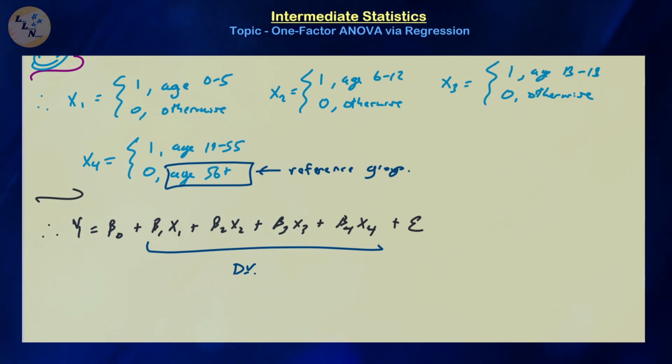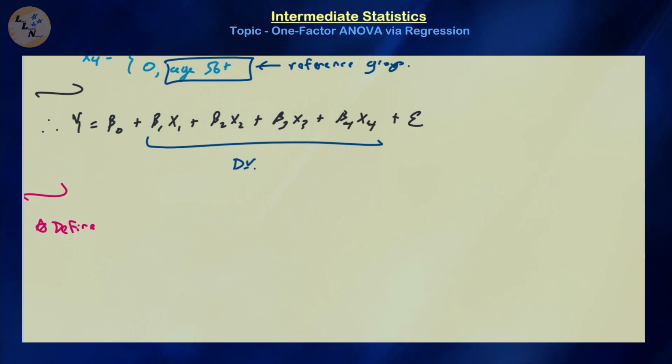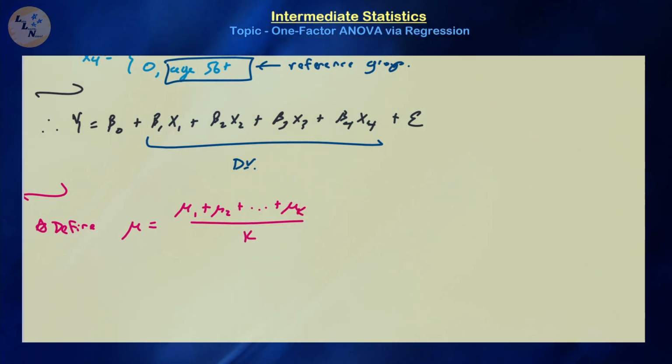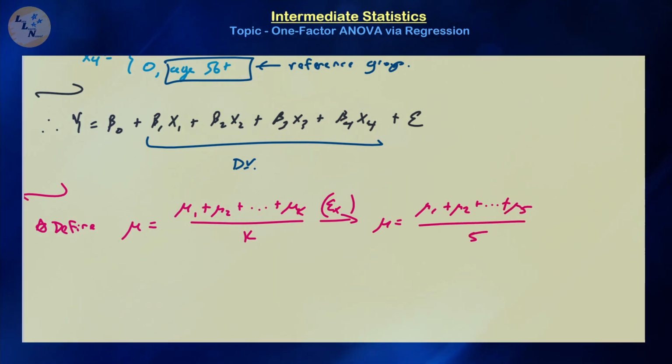All right, now let us see if we can build this into our equality of means problem. The first thing that we're going to do is define mu to be equal to mu1 plus mu2 all the way down to mu k, all divided by k. So in our particular example, that means mu is going to be equal to mu1 plus mu2 all the way out to mu5, all over 5.